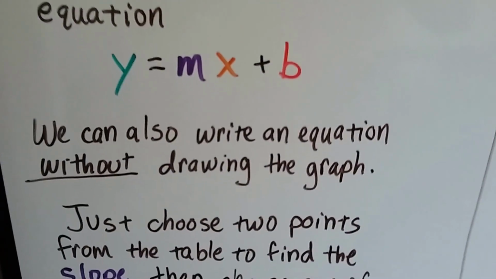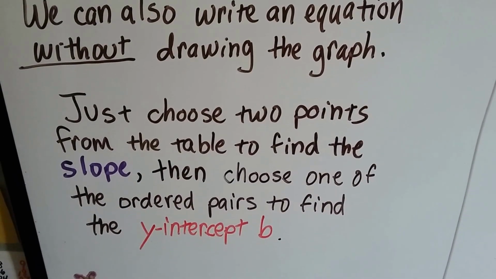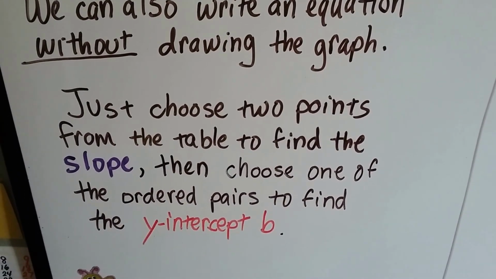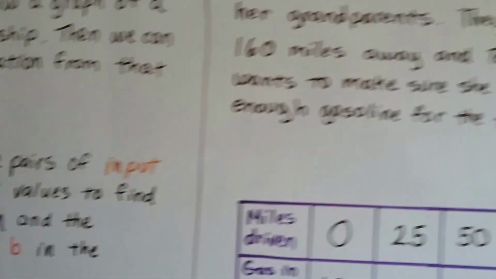Well, we can also write an equation without drawing the graph. We just choose 2 points from the table to find the slope. Then we choose one of the ordered pairs to find the y-intercept b. So that's what we're going to do in this video.